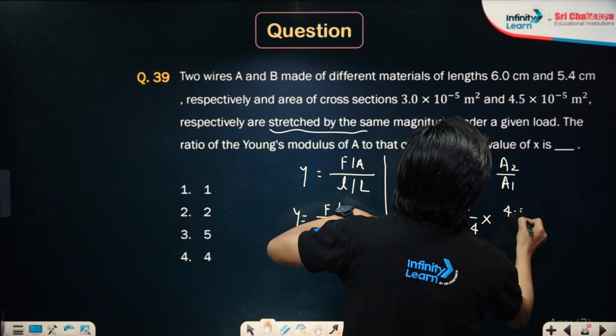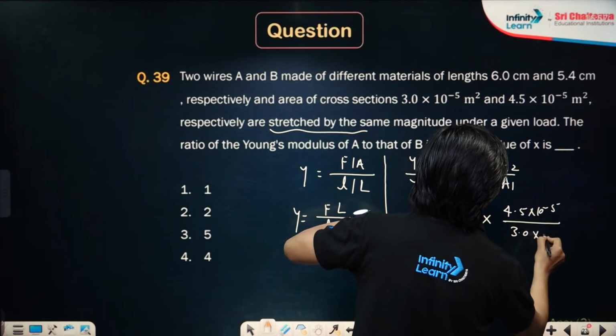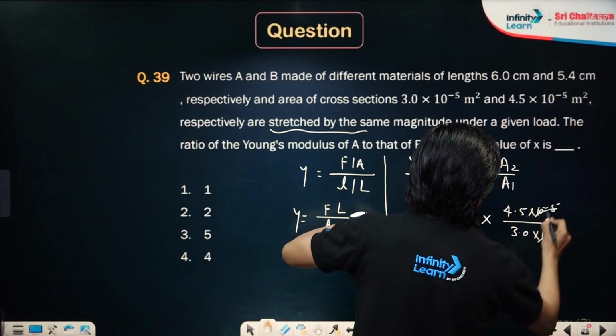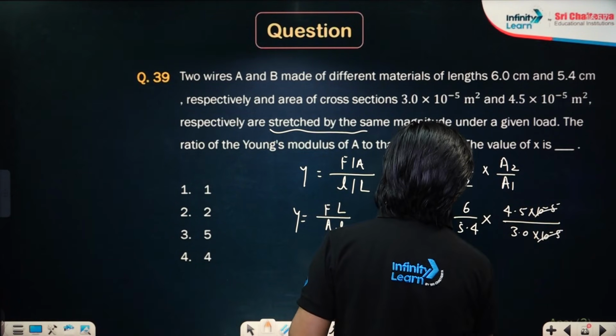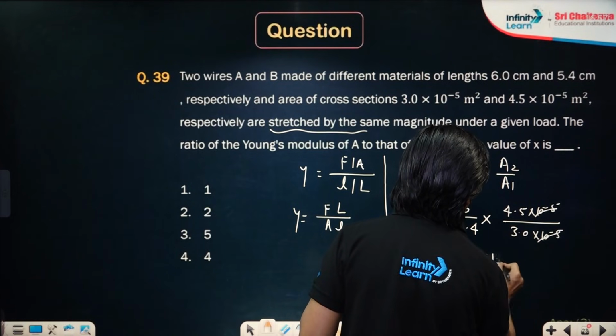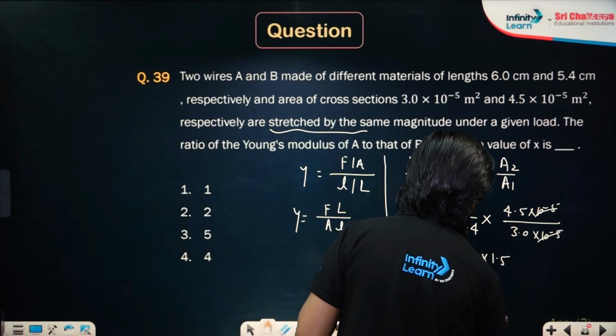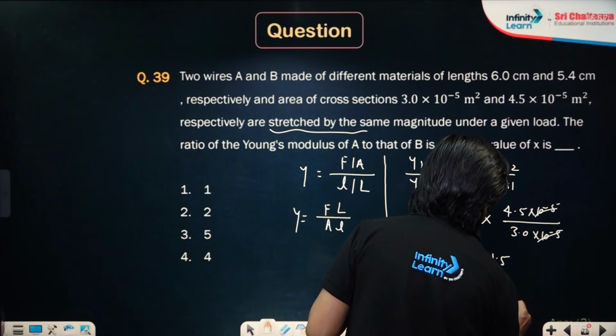A2, that is 4.5 into 10 raised to the power minus 5, divided by 3.0 into 10 raised to the power minus 5. So this is 1.5. You are now getting 6 divided by 5.4 into 1.5. 1.5 is 9, so 9 divided by 5.4. So this is 90 divided by 54.